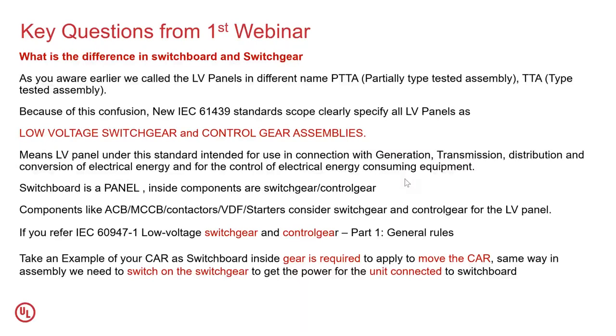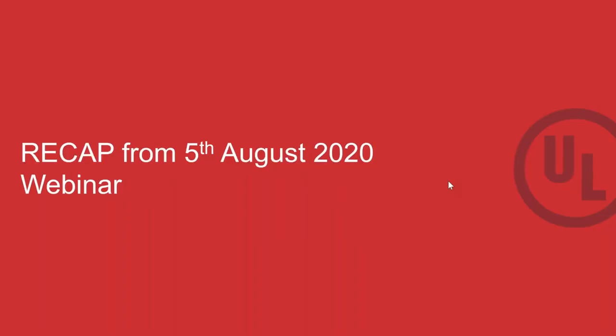Simple. English is very funny in IEC standard to understand. Switchgear is switching the component. Controlgear controls the unit from the outside. I can give you one more classic example. In a car, you assume that it's a switchboard. There is a gear inside. You need to put the gear on to move the car, right? Same way, the switchboard is a car where switchgear, MCCB, we need to switch on to get the power. Here switchgear is the MCCB, ACB, contactors, VFD, starters, everything acts like either switchgear or controlgear. Hope I answered these three questions.